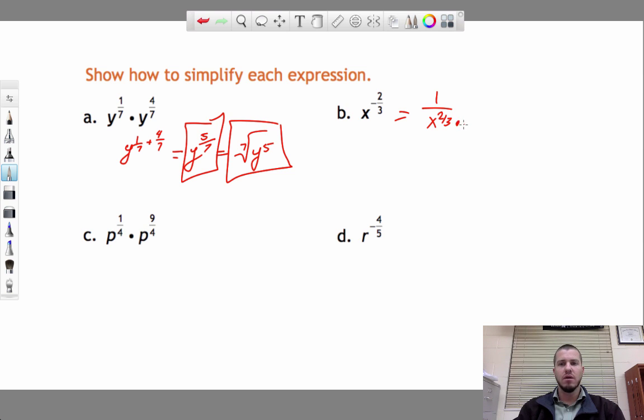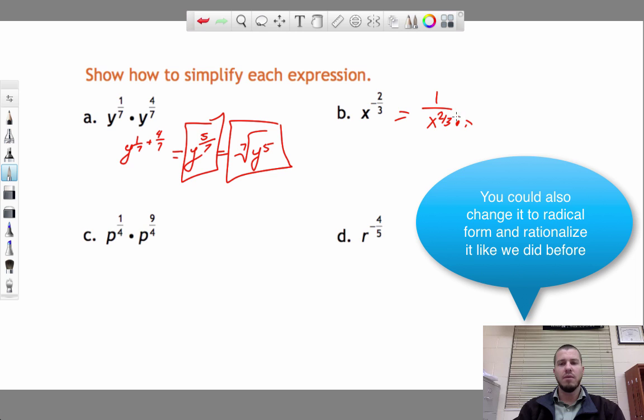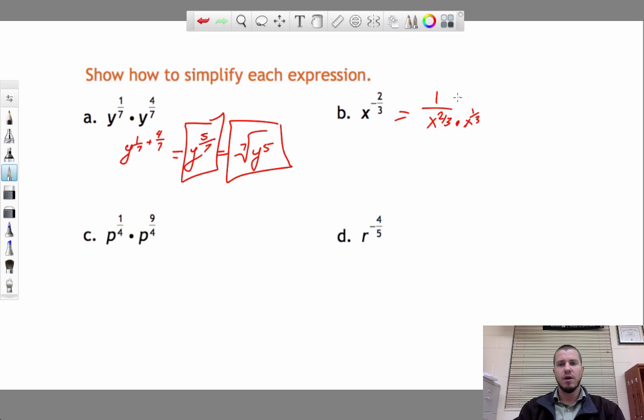So what I'm going to do here is multiply it to make this a whole number instead of a fraction. What can I multiply it by to make it a whole number? It's going to be 1/3. And whatever I multiply in the numerator, I also need to multiply in the denominator, or the other way around. Whatever I multiply in the denominator, I also need to multiply the numerator. So this becomes x raised to the 1/3 over x raised to the 1st. And this is the rationalized form of x raised to the negative 2 over 3.